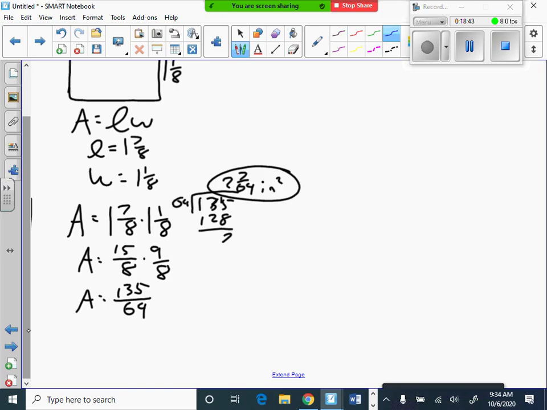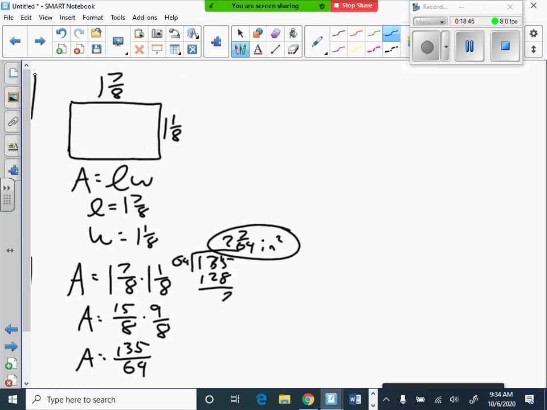Let's see if our answer is reasonable. I'm going to come back up here, use blue real quick. 1 7/8. What does 1 7/8 round to? 2. What does 1 1/8 round to? 1. So if area equals length times width, and my length is 2 and my width is 1, area equals 2 times 1 is 2 inches squared. Is that a pretty good assumption? I'm right there on track? Yeah. I think that's a good one.